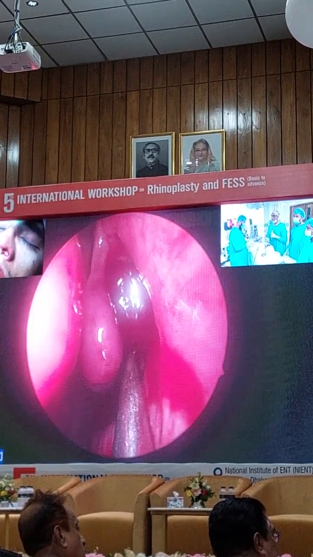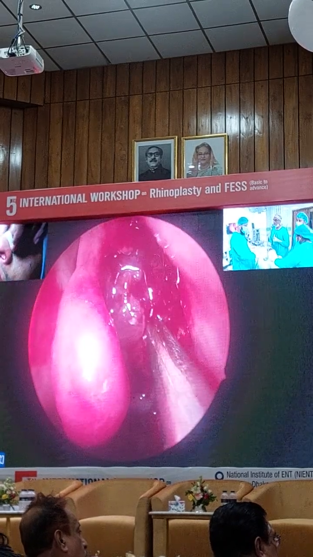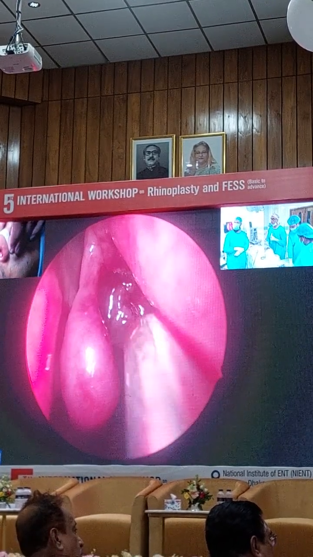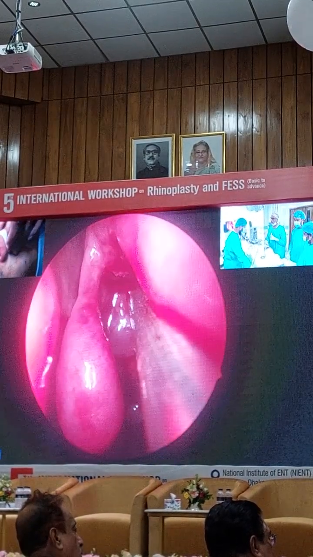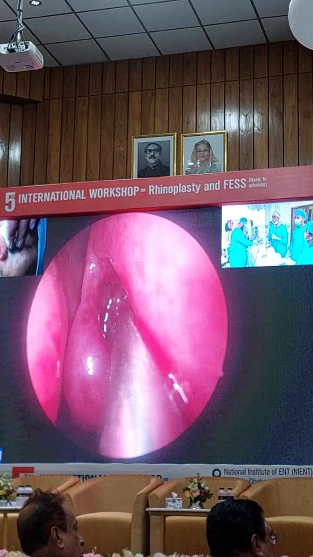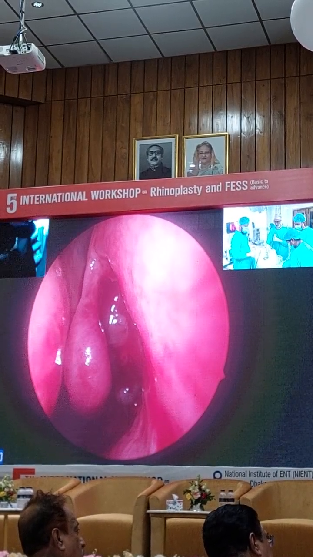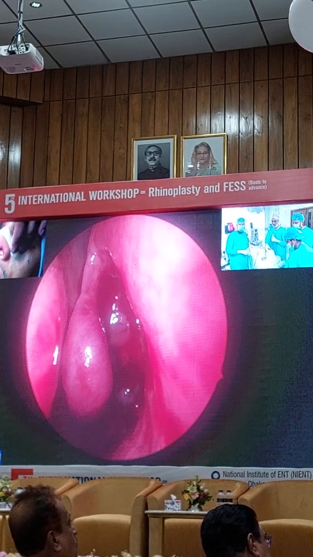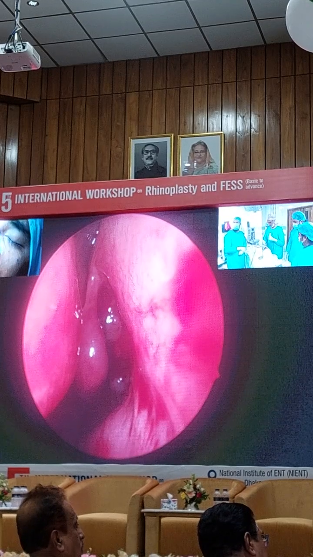So you have the Poon's classification. Okay. So type 1 is one frontal cell above the agar. Type 2 is two frontal cells above the agar. Type 3 is a frontal cell above the agar which extends into the frontal sinus. And type 4 is when it extends more than 50% of the vertical height of the frontal sinus.